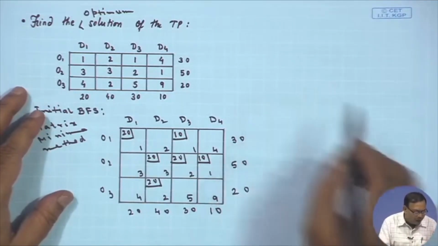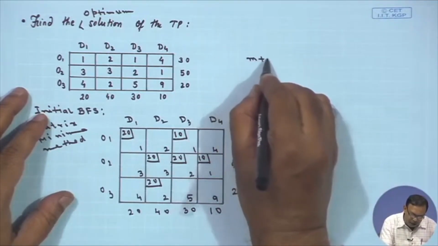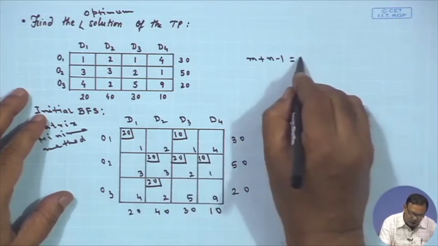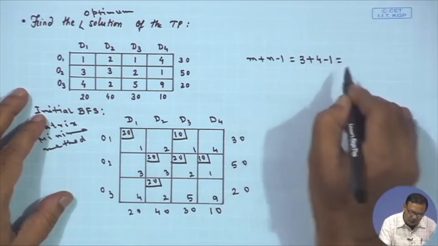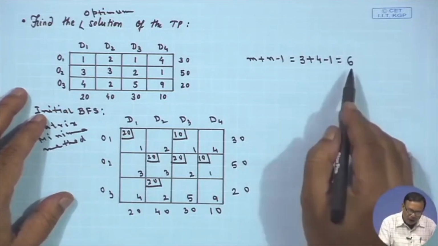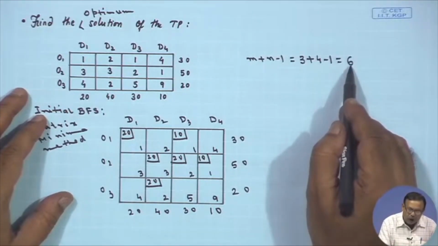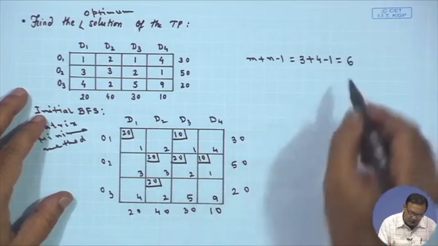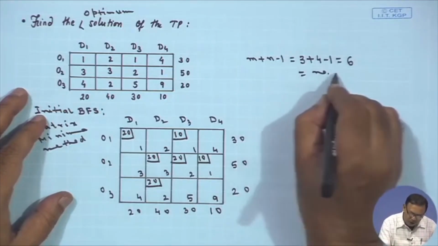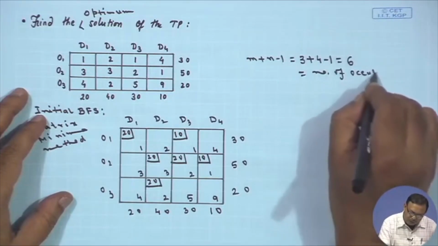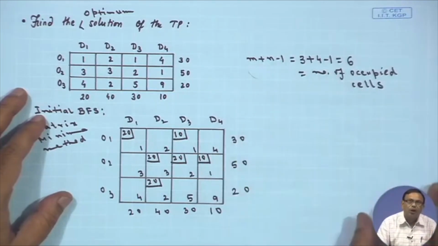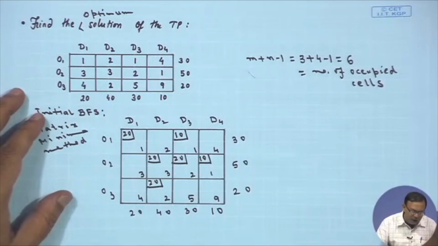Now, the number of cells required is m plus n minus 1. Here it is 3 plus 4 minus 1, which equals 6. How many allocations have you made? 1, 2, 3, 4, 5, 6. So, this equals the number of occupied cells. Since the number of occupied cells equals m plus n minus 1, it is non-degenerate. Now we will check whether it is optimum or not.